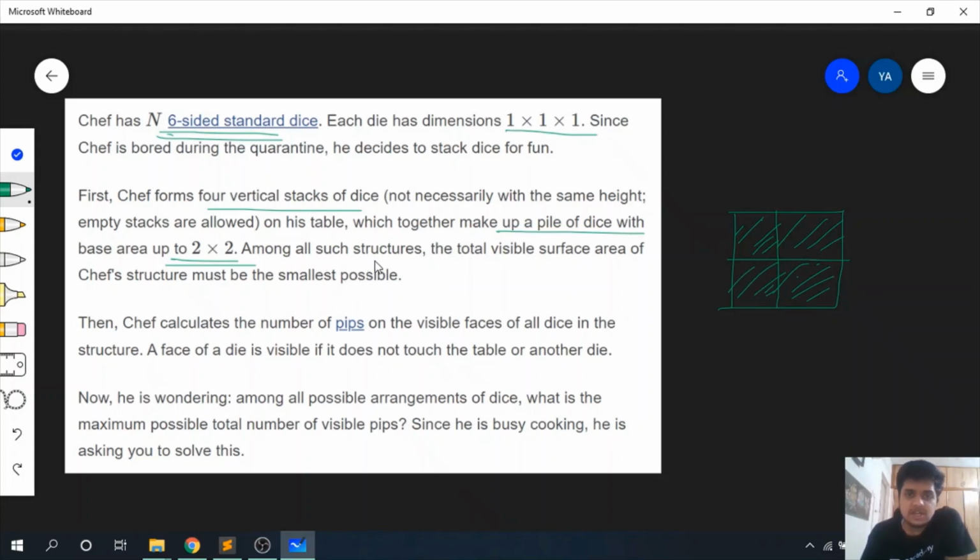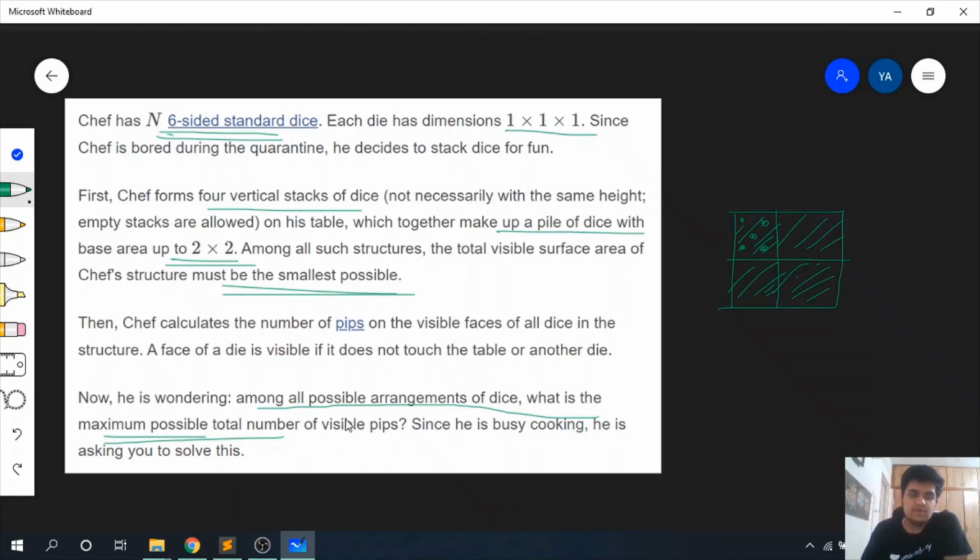Now, among all such structures, the total visible surface area of Chef's structure must be the smallest possible. So, we will see what significance this statement has. Then, Chef calculates the number of pips on the visible faces of all the dice in the structure. So, pips is basically the number on the dice. So, basically, if we have this, then these are 5 pips, right? So a face of a die is visible if it does not touch the table or another die. Cool. Now he is wondering, among all possible arrangements of dice, what is the maximum possible total number of visible pips? Now since he is busy cooking, he is asking you to solve this.